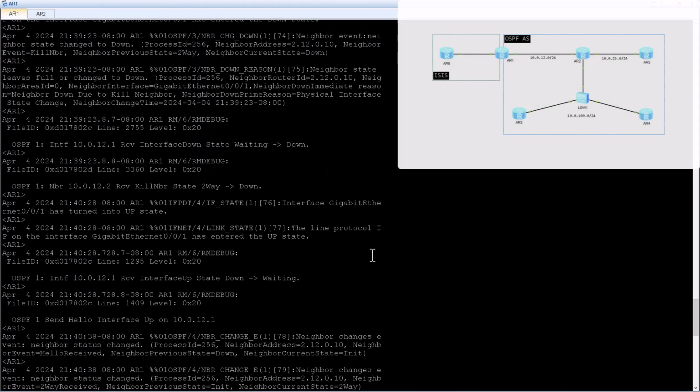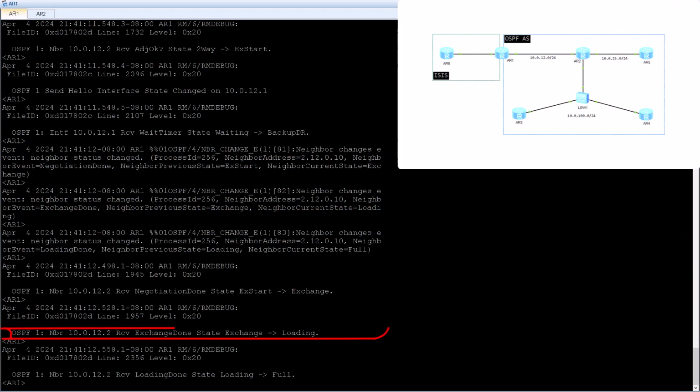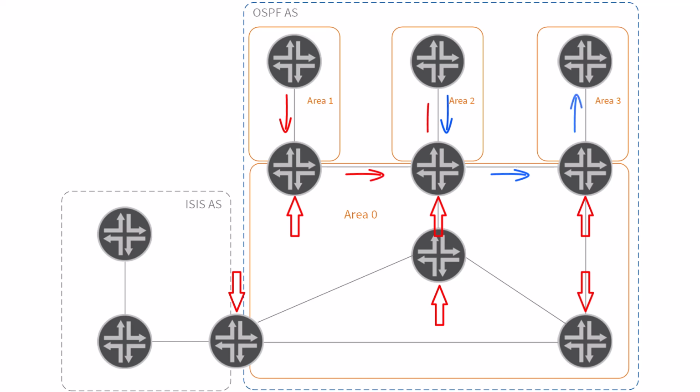After selecting the router ID, the router sends hello packets from all active interfaces. Master and slave will repeat the exchange and loading states until they have an identical database. Once the master and the slave are synchronized, you can consider them the full state. The routers that have at least one interface in area 0 are known as backbone routers. When traffic is sent from one area to another area, it has to traverse the backbone to reach the destination.